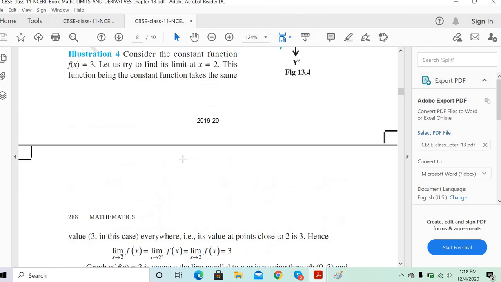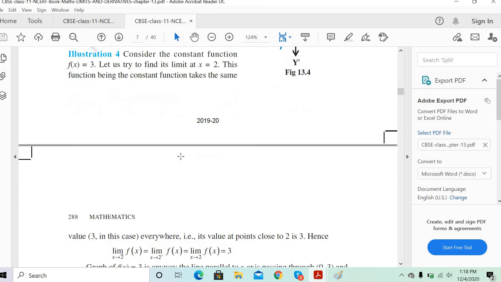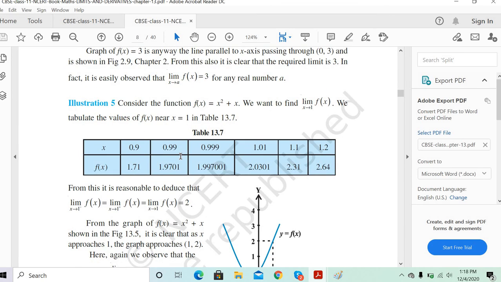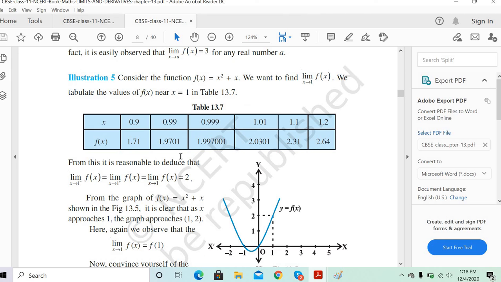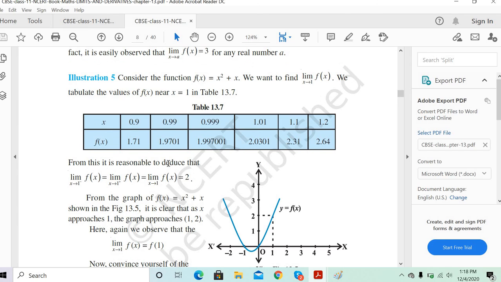Tanisha, are you clear with this illustration 4? Yes, sir. I understand illustration 5. Illustration 5 not understood? Okay, no problem. So it's x square plus x, sorry, my mistake. Now we want to find the limit at x equal to 1.